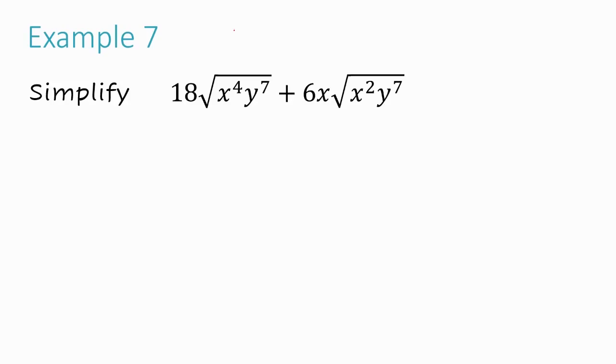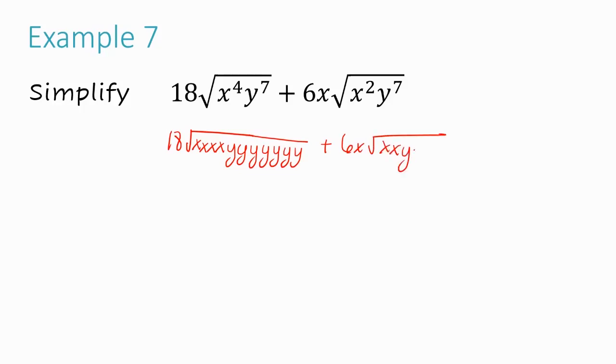So I'm going to rewrite this, and it's actually going to be a little bit easier because I'm not going to have to calculate the prime factorization of any number, because I only have letters to write down. I have 1, 2, 3, 4 x's, 1, 2, 3, 4, 5, 6, 7 y's, and then 6x square root of xx, 1, 2, 3, 4, 5, 6, 7 y's. Okay, group 2's, here's a 2, 2, 2, 2, 2.